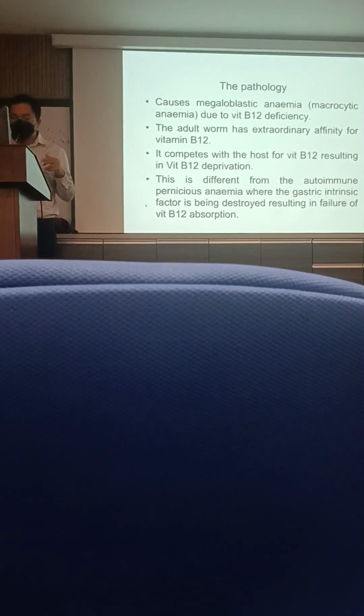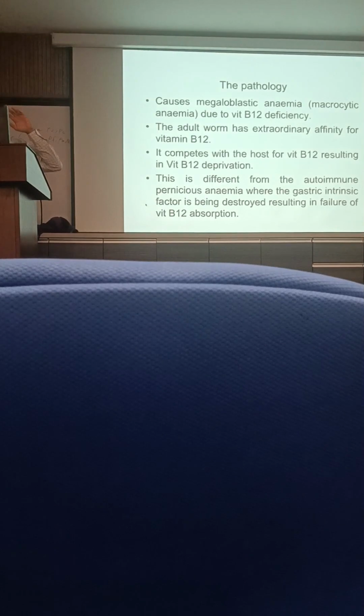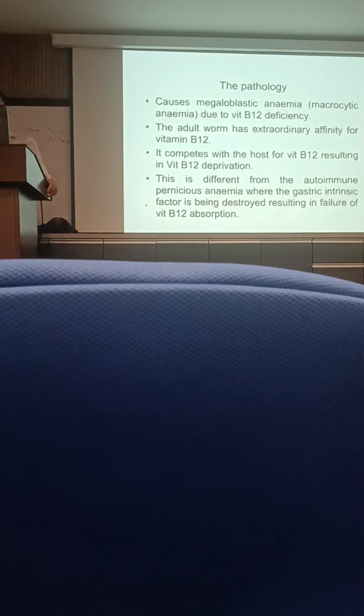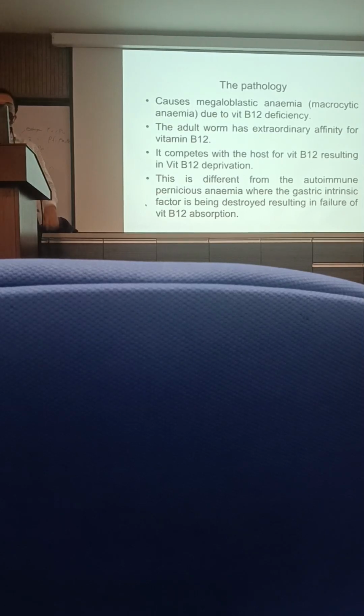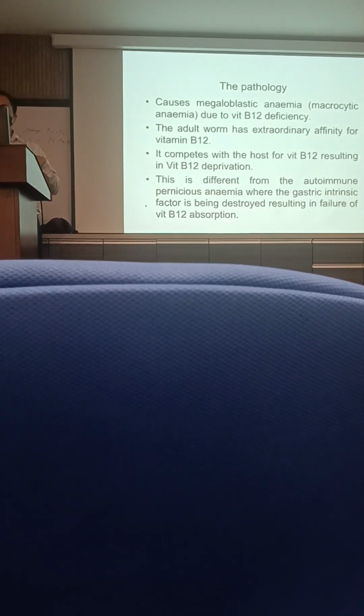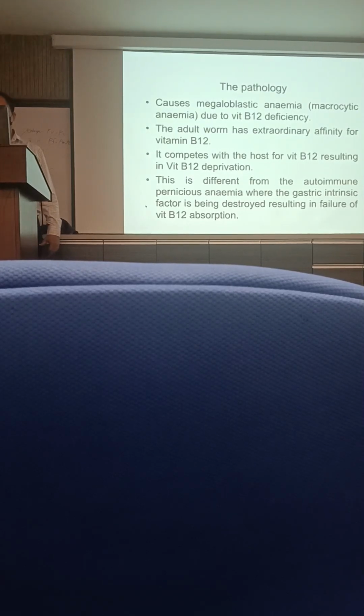So there are some erroneous statements in the literature, right? Because people often get confused about pernicious anemia. So what is actually pernicious anemia? Pernicious anemia is an autoimmune disease. The immunity attacks the intrinsic factor, right?